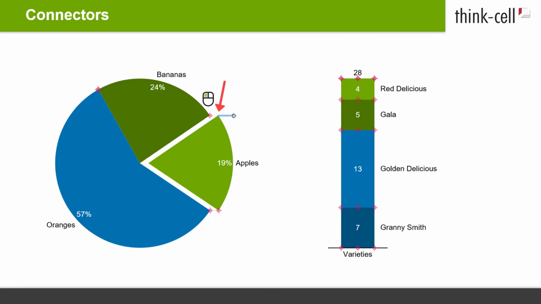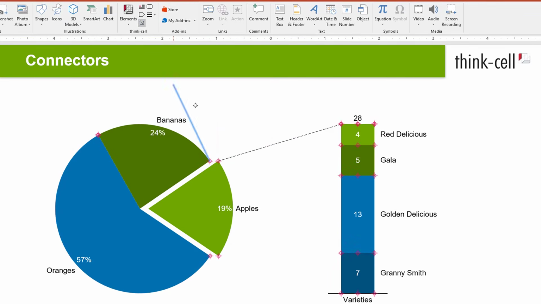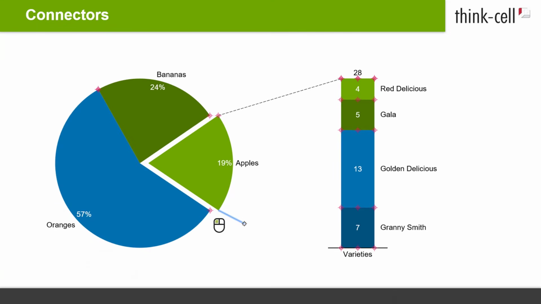Click once to place one end of the connector at the anchor of your choice. Click again to place the other end of the connector. To leave the insertion mode, just hit the Escape key. To turn a straight connector into one with a right angle, select it, drag the middle handle to your desired position, and release.